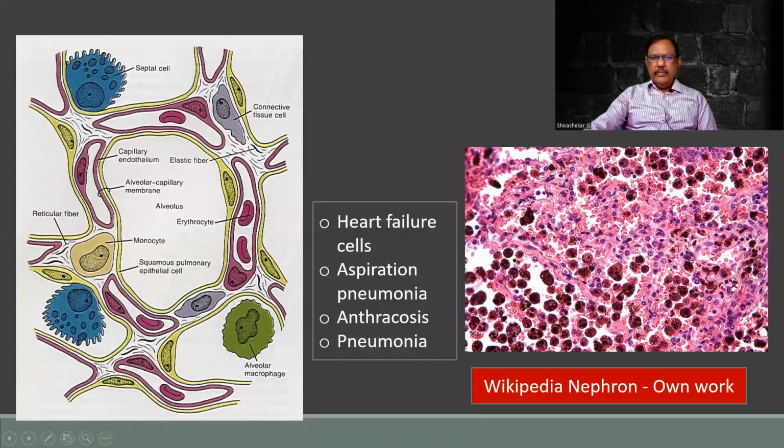Coming to the lungs, you find that these are the alveolar macrophages and they are associated with the heart failure cells. These are the pigment-laden macrophages found in the case of a left heart failure. They can be seen in a case of aspiration pneumonia as vacuolated cells. Anthracotic pigment we commonly find in the lung. And in any case of pneumonia, towards the organization of the pneumonia, you find that macrophages are involved. So these four conditions alone, you people remember.